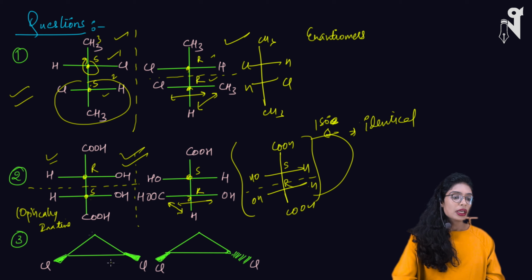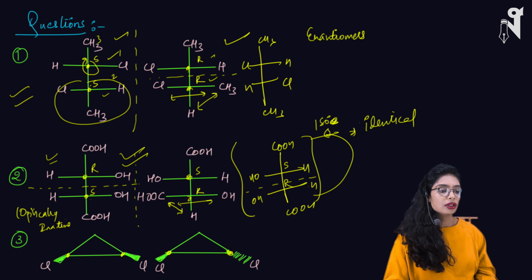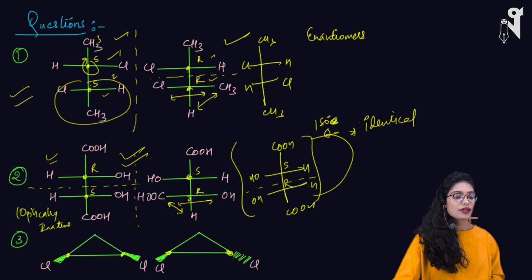Now look at the next one. Two chiral centers, one is here, one is here. I do not need to find out the R and S over here. I can just see whether the optical activity is there or not, because for these kinds of compounds it is very difficult to find out R and S. Is there any plane of symmetry? No, yeah, there is a plane of symmetry here. My bad. You cut it from here, and these will be two same compounds.